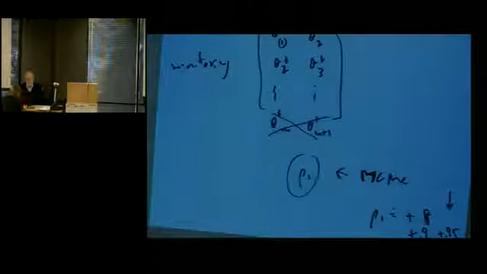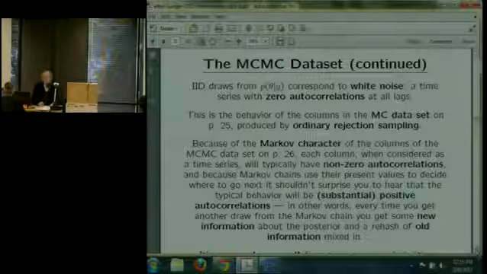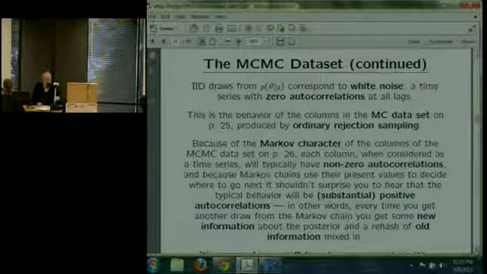So these autocorrelations measure the degree to which the time series at any given moment depends on its past history. We want them to be close to 0, but they're often not. So as we just said, IID draws from the posterior correspond to white noise. That's a time series with 0 autocorrelations. And now I should tell you what is meant by this thing about lags.